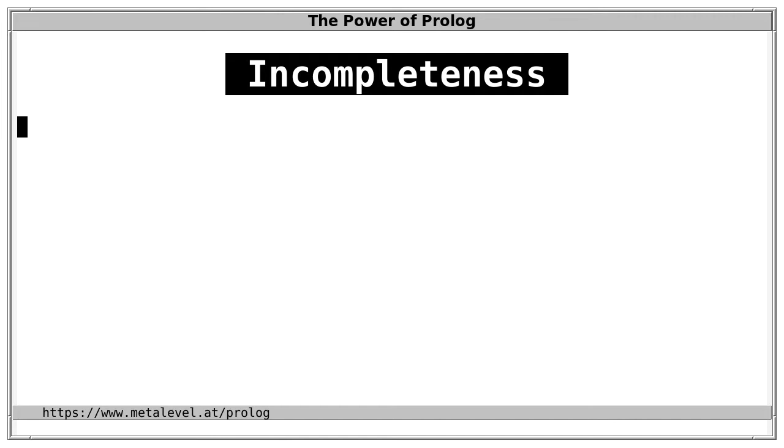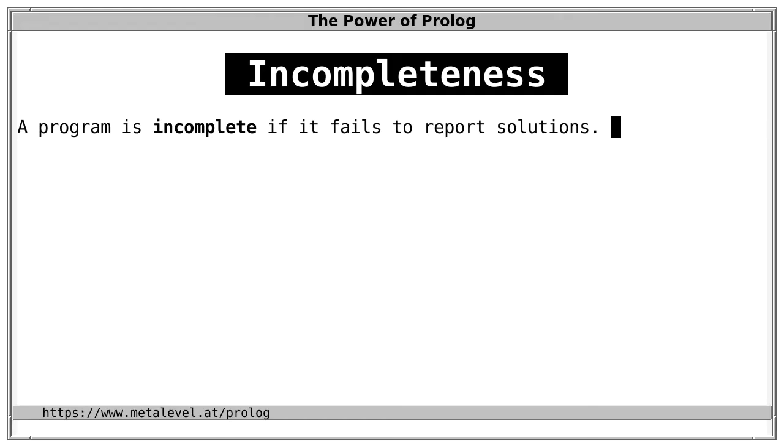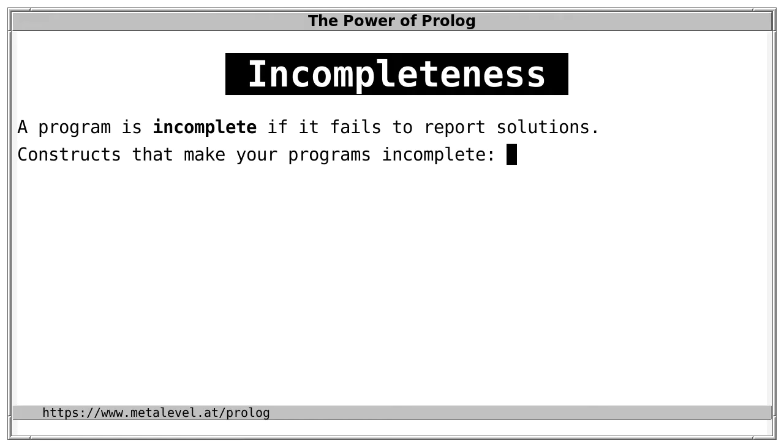Well, one thing we definitely try to avoid is called incompleteness. Incompleteness in the sense that a program fails to report solutions. And it's one thing if the program is incomplete because it doesn't terminate. That's in a sense okay. And a different execution strategy may have better termination properties and be complete. But it's an entirely different thing if the program explicitly tells us there are no or no more solutions when in fact there are more solutions. That's of course extremely problematic because it's incorrect. And there are a few constructs that make our programs incomplete in this latter sense, that is incorrect.